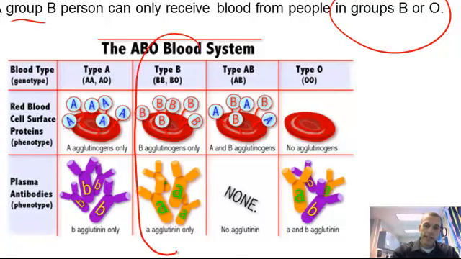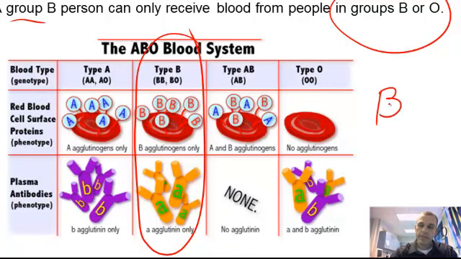So now we're on the second column going down here, and you can see if they're type B, they have the genotype BB or BO, okay? And they have the antigens B, the surface proteins, and then they have the antibodies A that will fight off type A blood if it comes within the body.